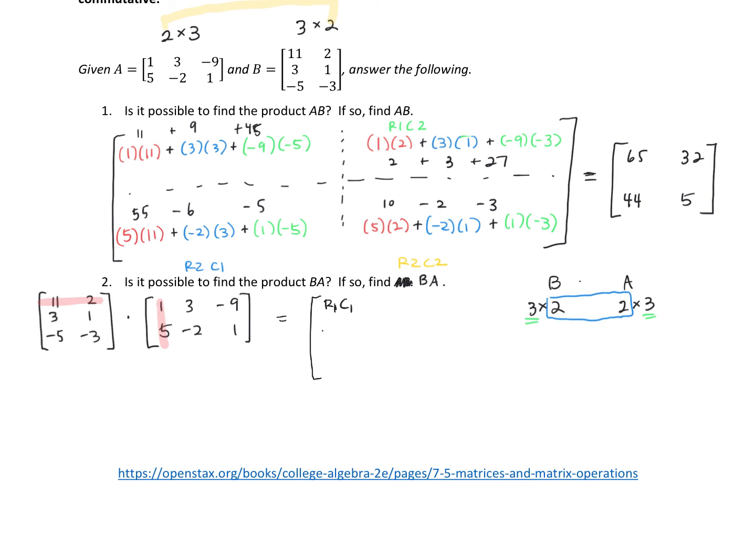This next one is going to be row 2, column 1, row 3, column 1. Now I'm going to find here, this is row 1, column 2, row 2, column 2, row 3, column 2. And then here I'm going to have row 1, column 3, row 2 times column 3, and then row 3 times column 3. So that's how I'm finding the elements of that matrix. So again, I'm multiplying each row times each column. So if I do that, let's see what I will get.